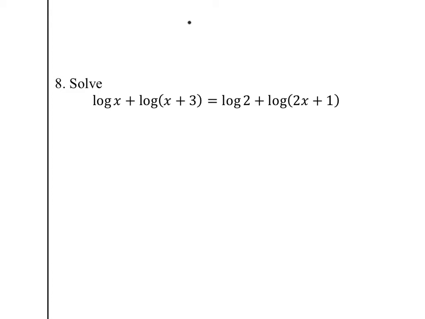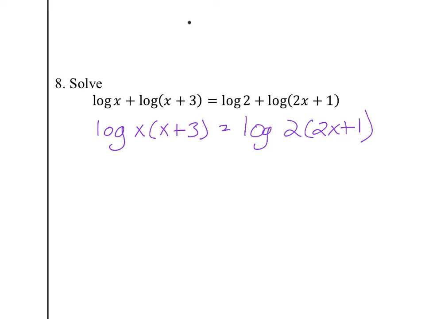Number 8. All right, again, they're both log. So I can get everything together, do a condensing, and then I can set them equal. So this becomes log x times x plus 3. And this becomes log 2 times 2x plus 1. Now I pull them apart and I set them equal to each other. So this becomes x squared plus 3x if I distribute the x in, and that's equal to 4x plus 2. Again, I distributed the 2 in.